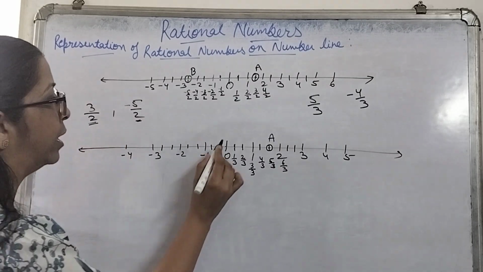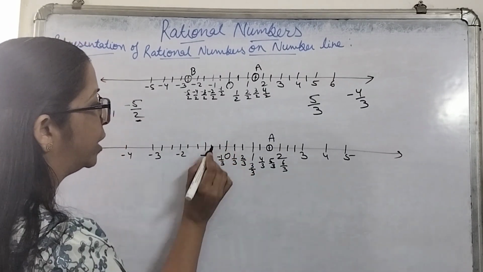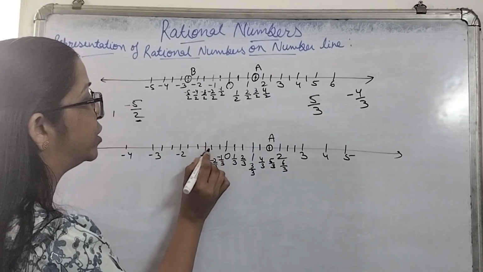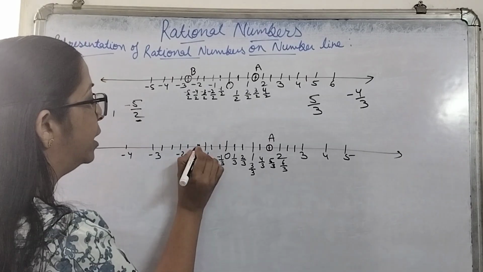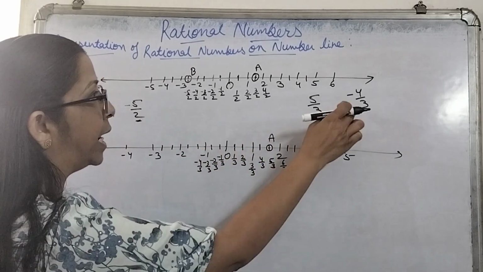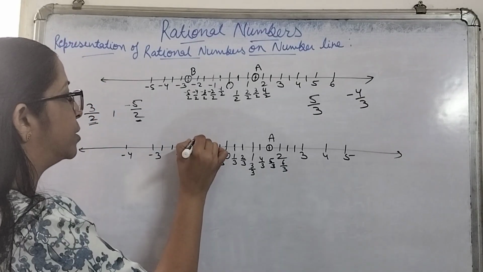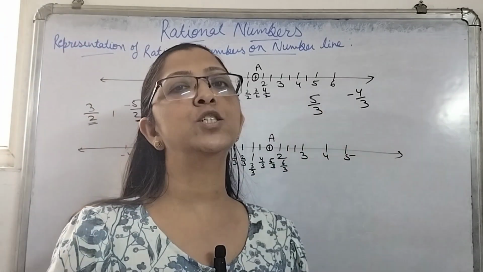Similarly, towards the left, after 0, the first point will represent minus 1 upon 3. The next point will represent minus 2 upon 3. The next point, which is minus 1, could be written as minus 3 upon 3. The next point after minus 1 is minus 4 upon 3, and that is what is to be represented. So we have marked it. Suppose the point is your B. So point B is representing your minus 4 upon 3.